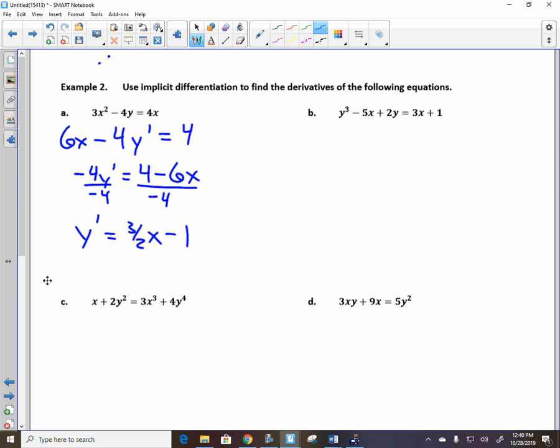Everybody is correct, because I know many people are thinking, Mr. Gans, couldn't you just solve for y and then take the derivative? Yes. I'm showing you an alternative way of doing it. That would not work for example D. Okay? All right, letter B.